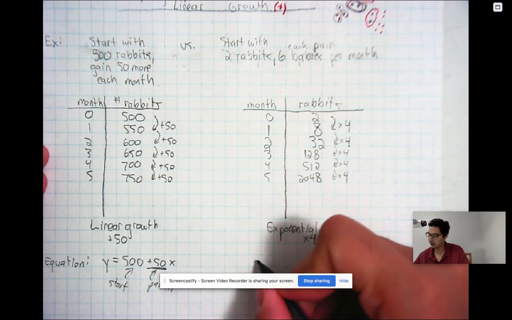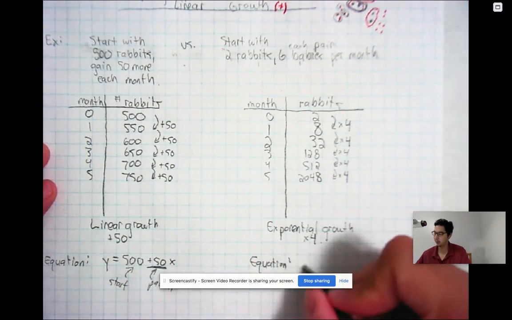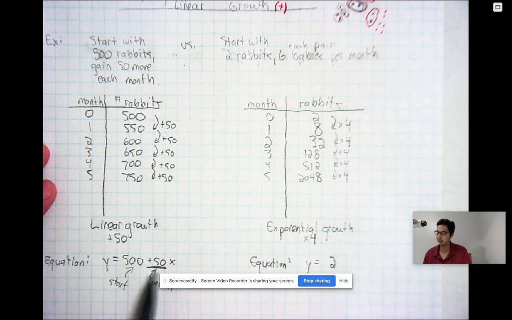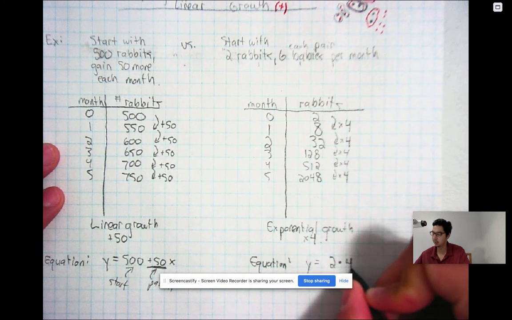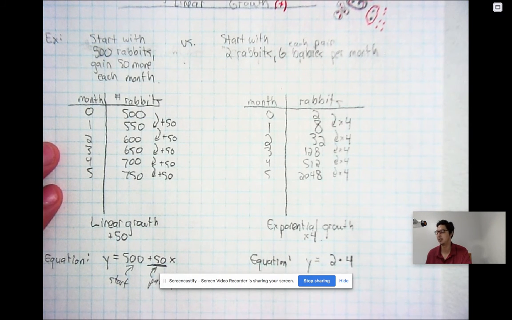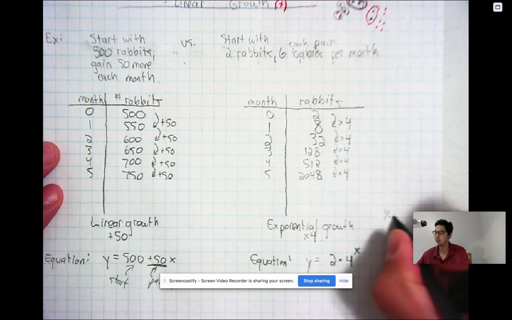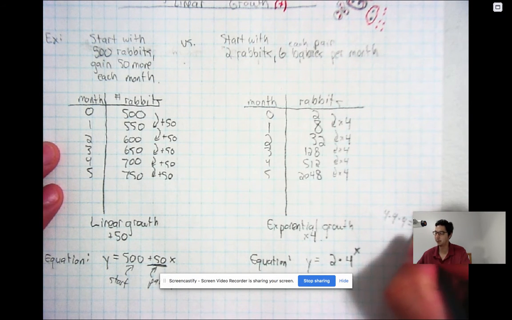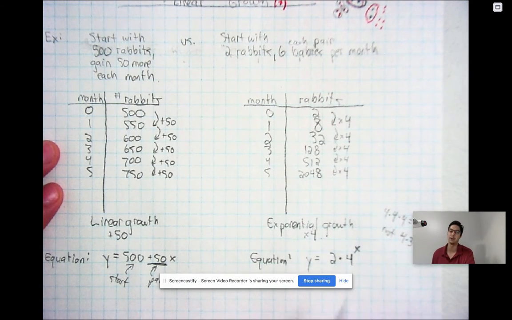And what's the equation here? It follows the same as the linear, where what's their starting value? 2. And what's the pattern? Well, instead of plus 50, the pattern was times 4. But we wouldn't put times 4x, because when you keep multiplying, you don't say it's times 4x. We say it's to the x power, because 4 times 4 times 4 is 4 to the 3rd, not 4 times 3. And that's why we do powers. Okay.